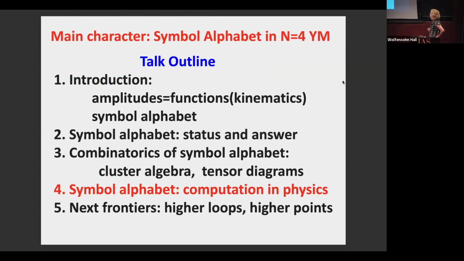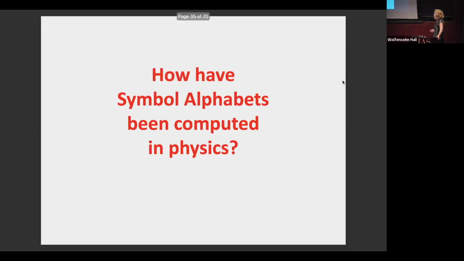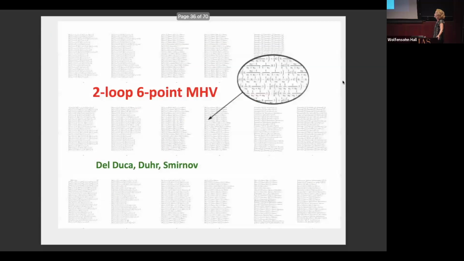Okay, so I told you the alphabet. I told you about mathematical structure. I told you a little bit about the cluster algebra connection. And let me tell you a little bit, just a couple of slides, because you wouldn't appreciate it otherwise: where does this answer come from? Where does this alphabet come from? How has this list, remember, the 6, 7, 8, 9 list, been computed in physics? So just a few words.